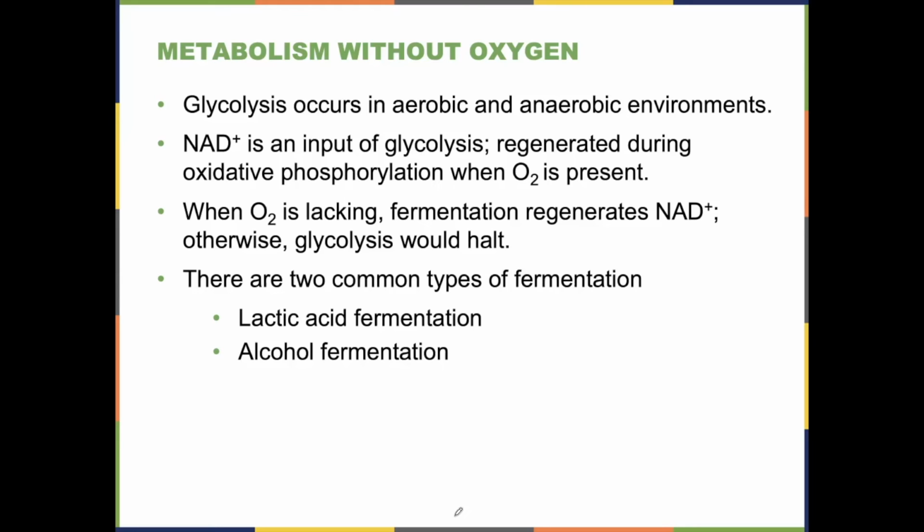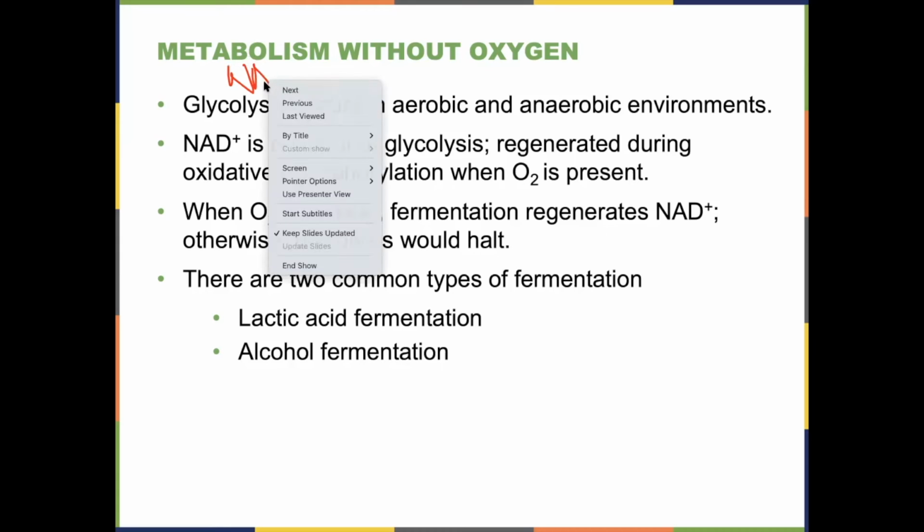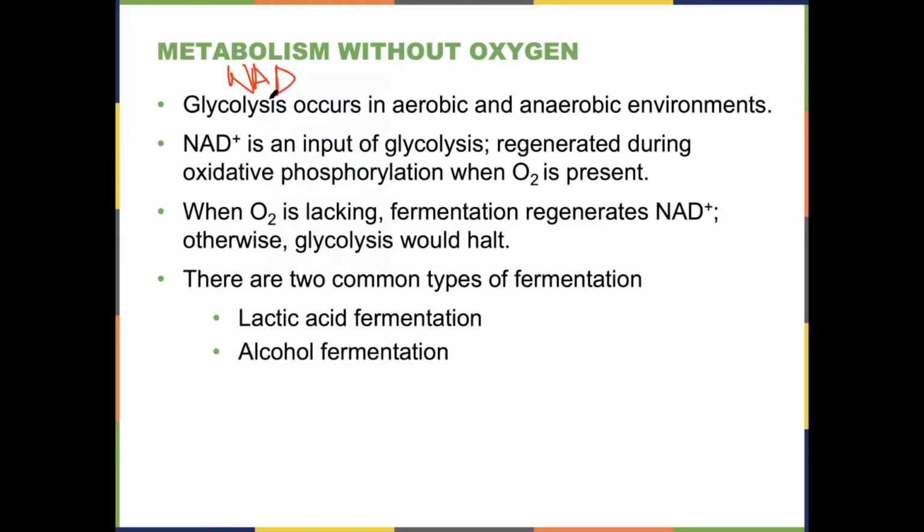So, if there's no oxygen available, cells could still do glycolysis and make a little bit of ATP, namely a net of 2 ATP per molecule of glucose. And that's not great, but it's better than nothing, and it might be enough for the cell to survive. There is a little bit of a problem though. If you remember the process of glycolysis, we actually take NAD plus and we reduce it to NADH.